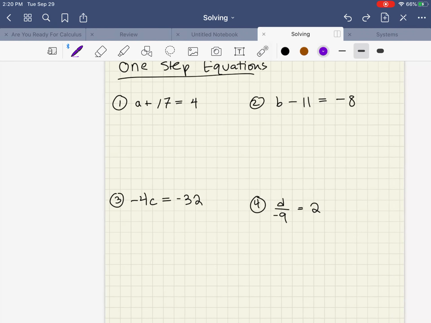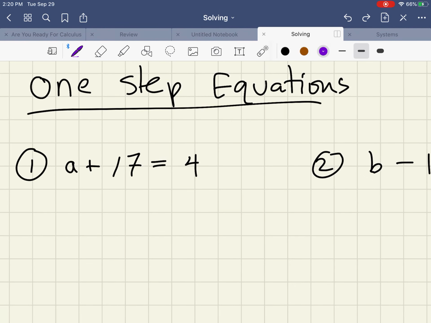This is a video on solving one-step equations. So we have a variable plus 17 equals 4. So a plus 17 equals 4. We want to get rid of the plus 17, so we'll do the opposite operation.